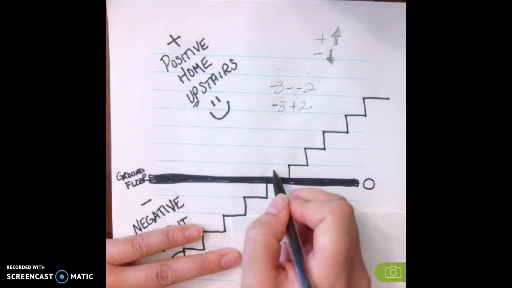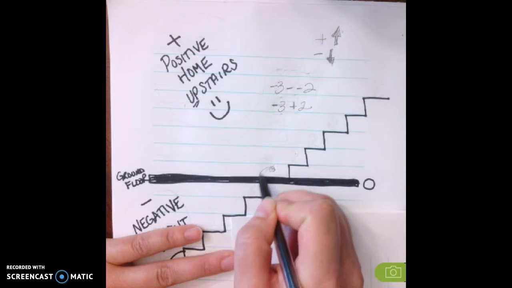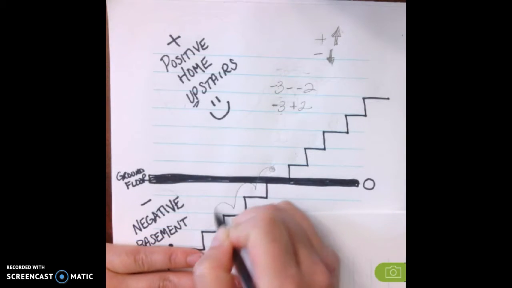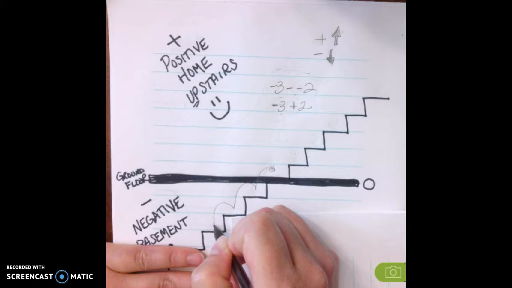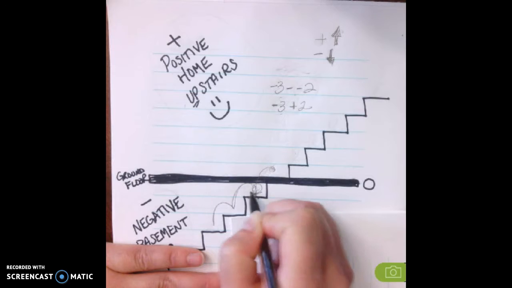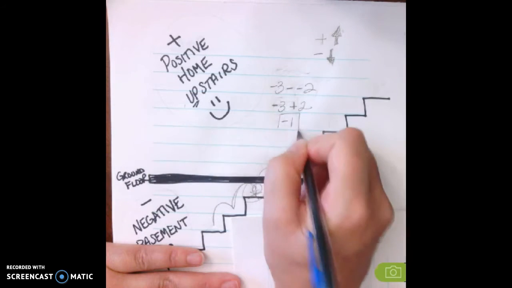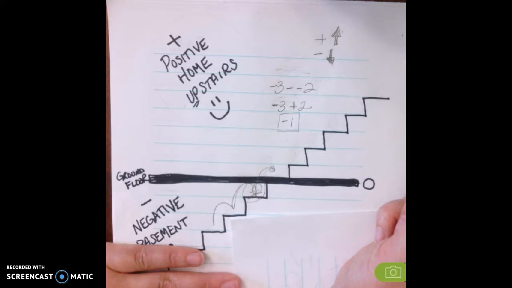So here real quickly, I start out on my ground floor. I go down 3, 1, 2, 3 stairs. I go back up 1, 2 stairs. This is where I end up. I'm rather negative. I'm 1 floor in the basement. So the answer is negative 1.